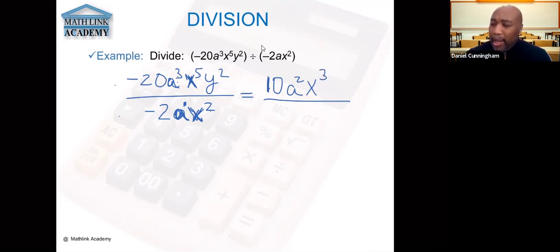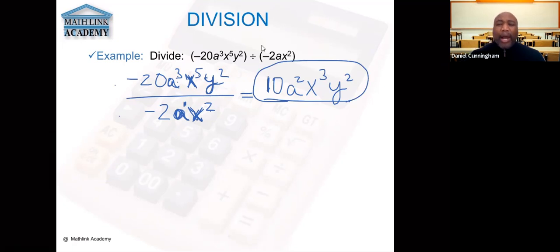And then for the y squared, there's nothing underneath it, and there's no other y on the bottom. So you just have y squared. And then this would be my final answer. It's still one term. And it'd be 10a squared x cubed y squared. Again, rewriting it this particular way may help you see how to divide a little differently. And we'll look at some more problems too.